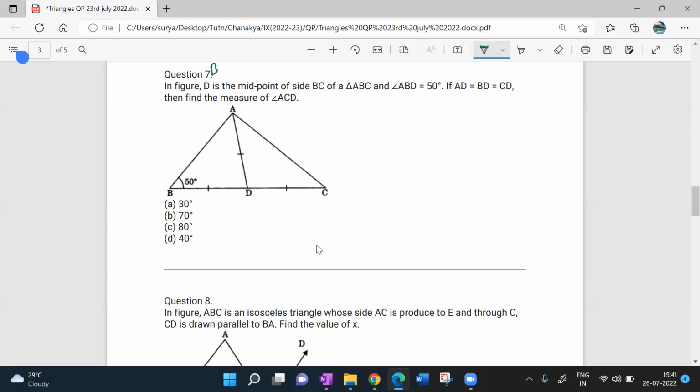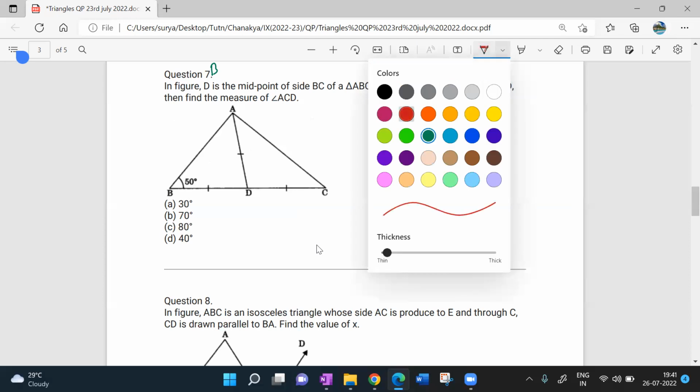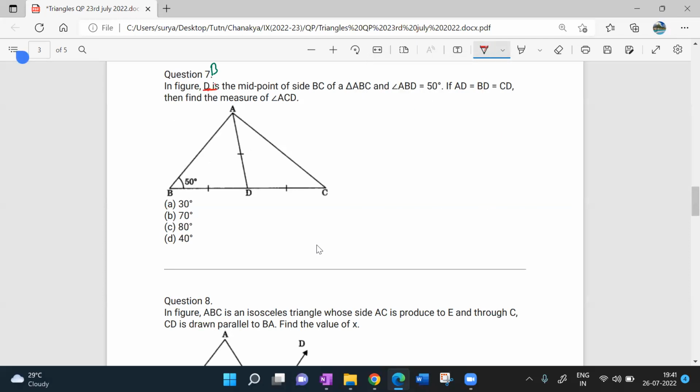So what he has given here, try to read the question. In the figure, D is the midpoint of side BC of triangle ABC. Angle ABD is 50. AD is equal to BD is equal to CD, given to you. So it is a very simple question. The answer is 48 degrees, directly you can say.